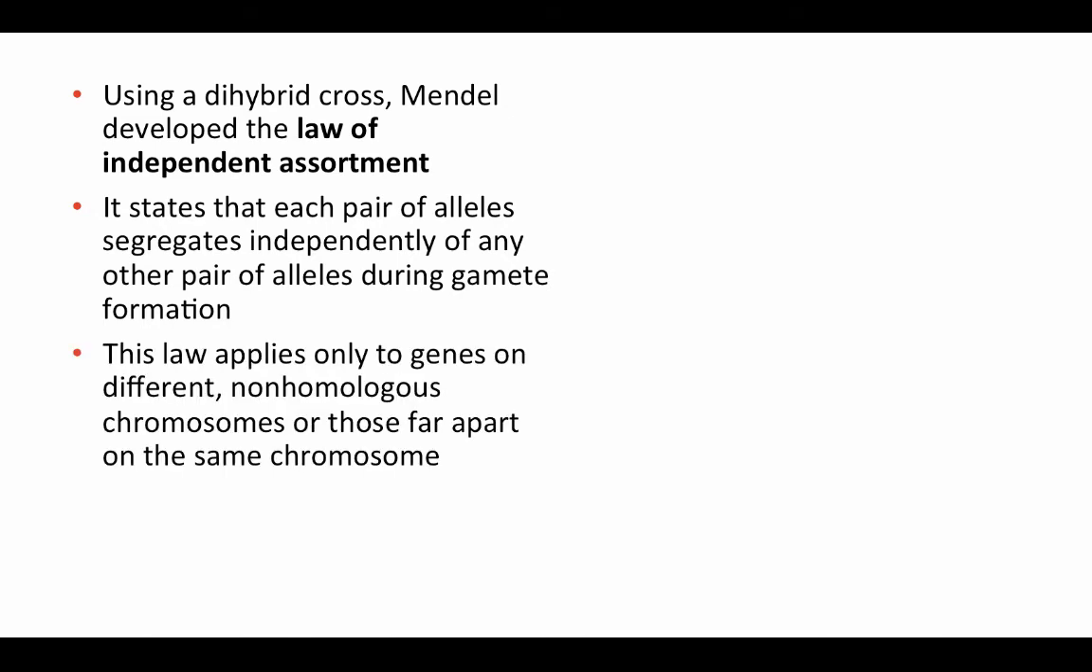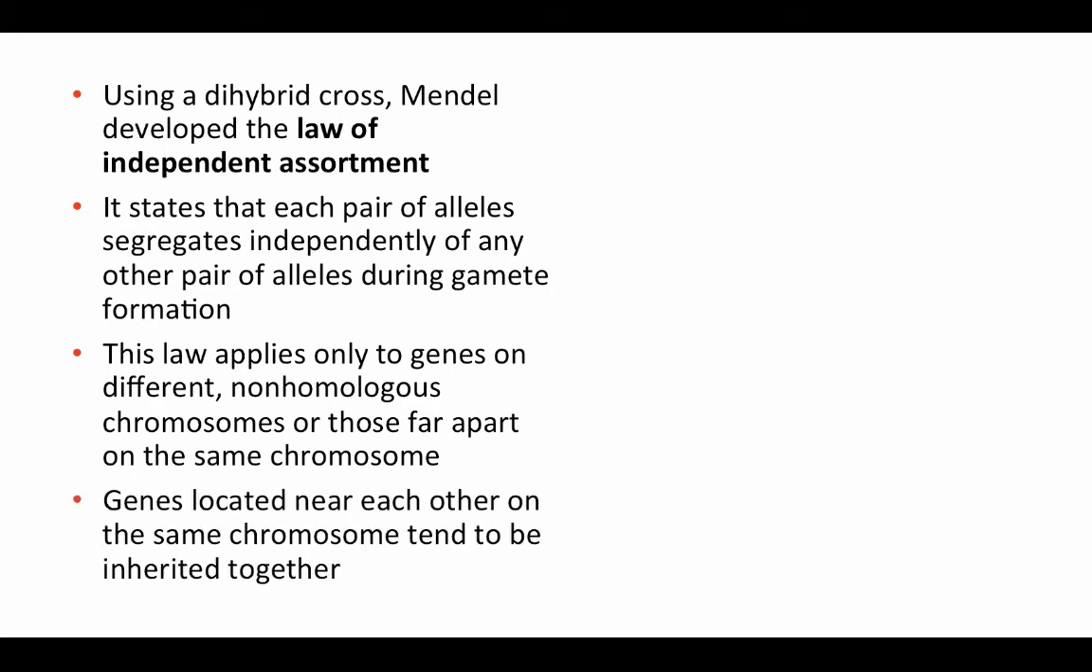So this applies only to genes on different non-homologous chromosomes or those that are far away from each other on the same chromosome. We know this now. Mendel didn't know this at the time. So we know now that chromosomes are the actual unit that is passed down. So why do they need to be far away on the same chromosome?